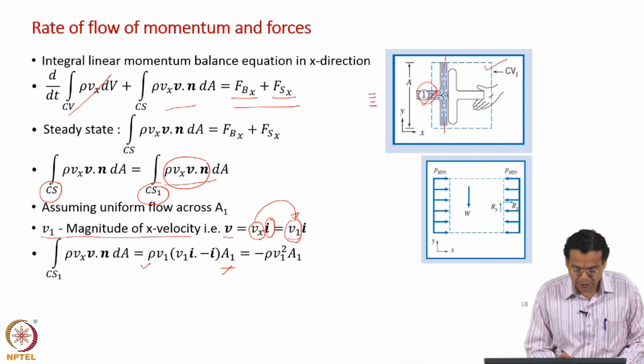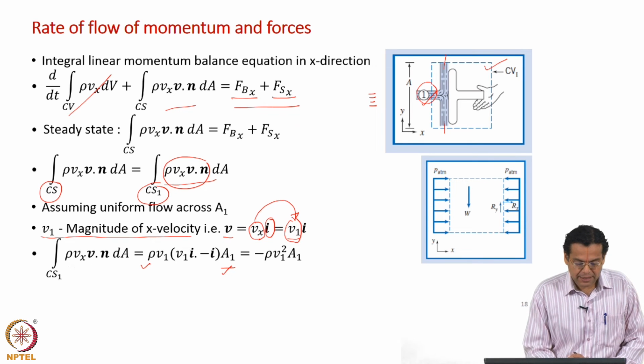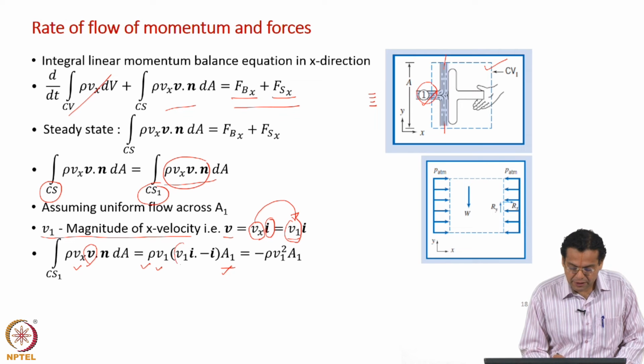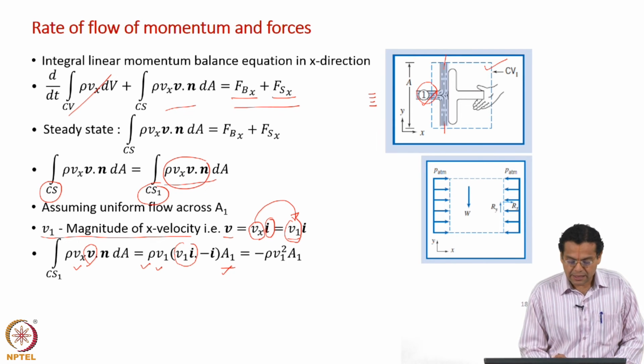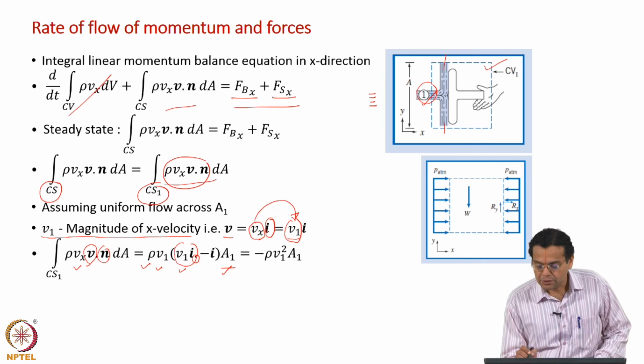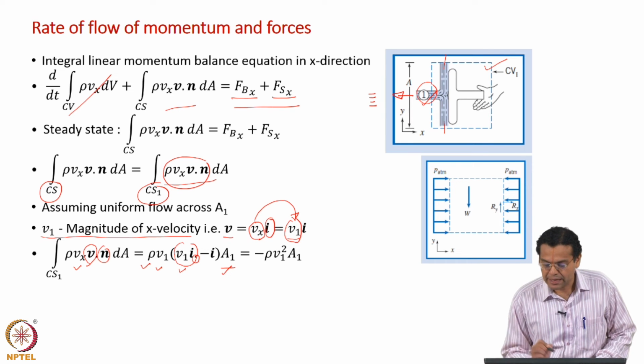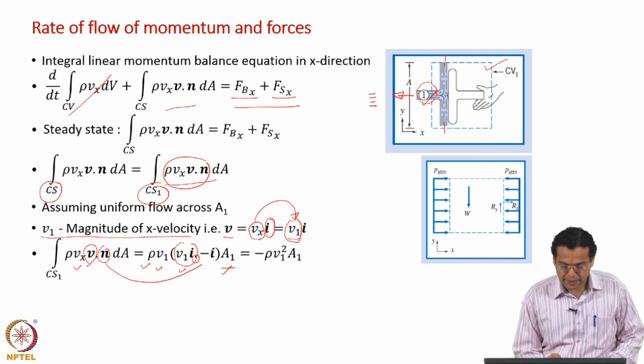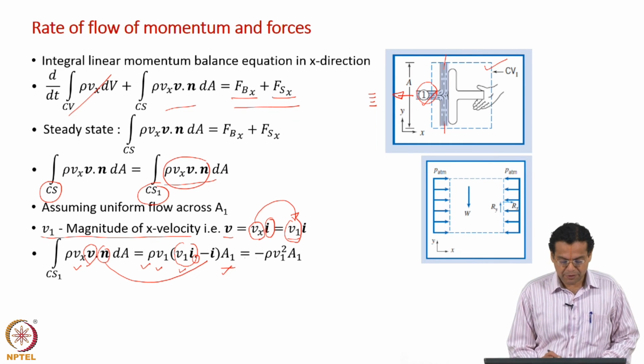Now, let us substitute here. For Vx, I substitute V1. For the velocity vector V, I substitute V1 i, because it is along the positive x axis, and then it is dotted with the n vector. Remember, n is always outward from the control volume. So, the n vector is in the negative x direction, and I substitute minus i for n. Now, let us simplify this. I have a negative sign here, the density term, V1 into V1 gives V1 squared, and then i dot i is just unity, and then I have A1 here.